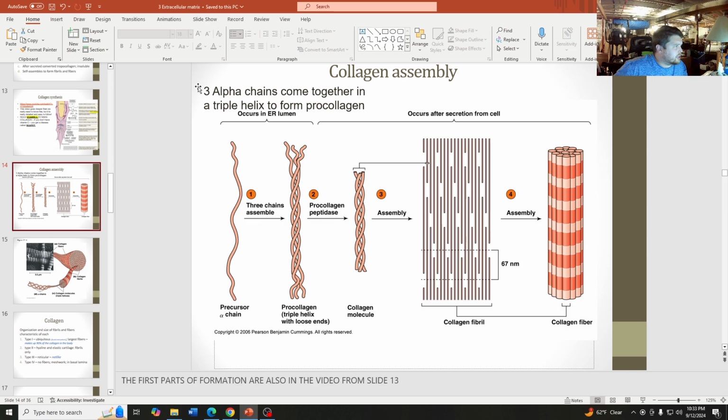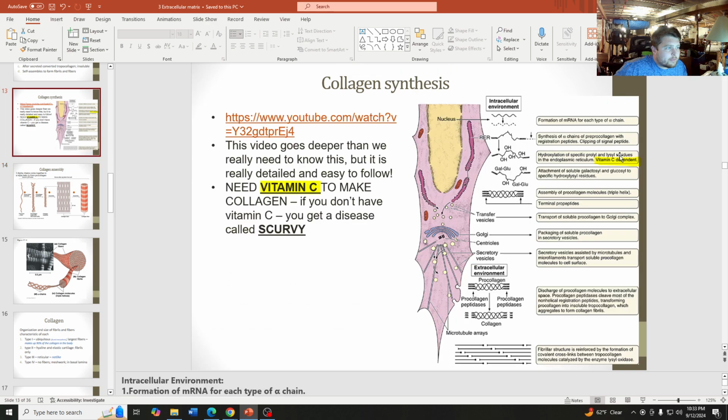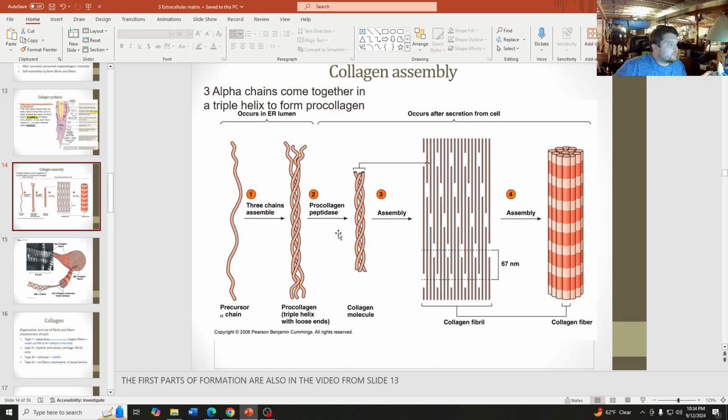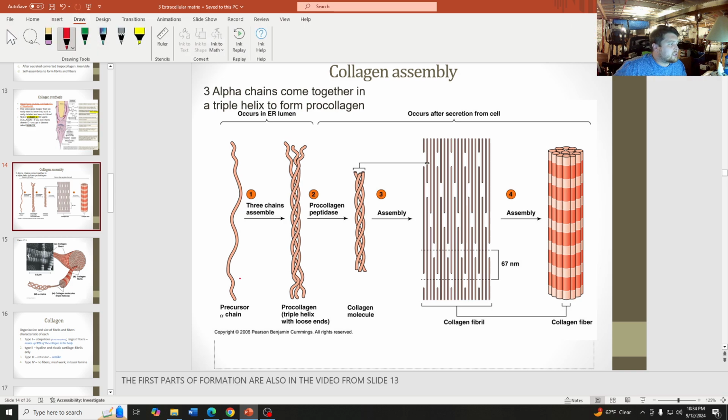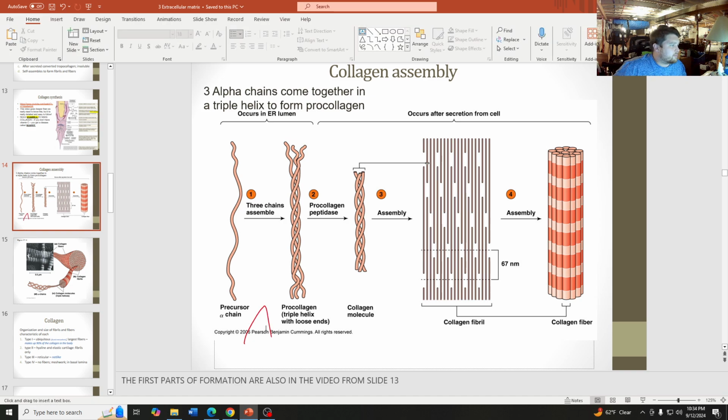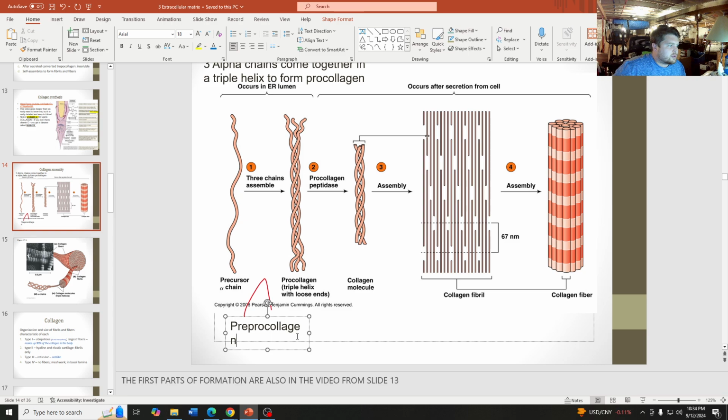There's actually one additional step here. Once all 3 of them are put together, that's called pro-collagen. When they start to combine, but before they're fully combined, we call the components pre-pro-collagen. So when we have the components, but they're just starting to be put together, but not all the way put together to be formed into pro-collagen, we can call that pre-pro-collagen.